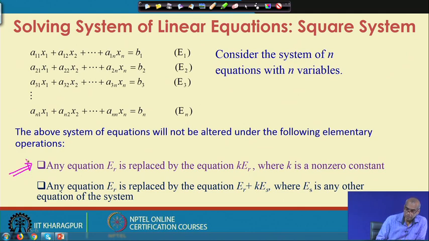Any equation here is replaced by the equation k times here, where k is a non-zero constant. So, pick up any equation. Let us say I have picked up the second equation. If I replace this equation by multiplying this equation by a non-zero constant, the system of equations will not be changed.